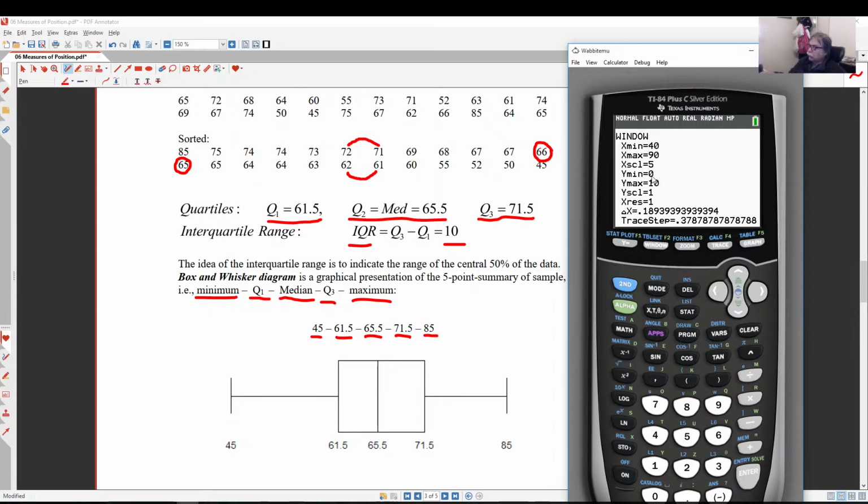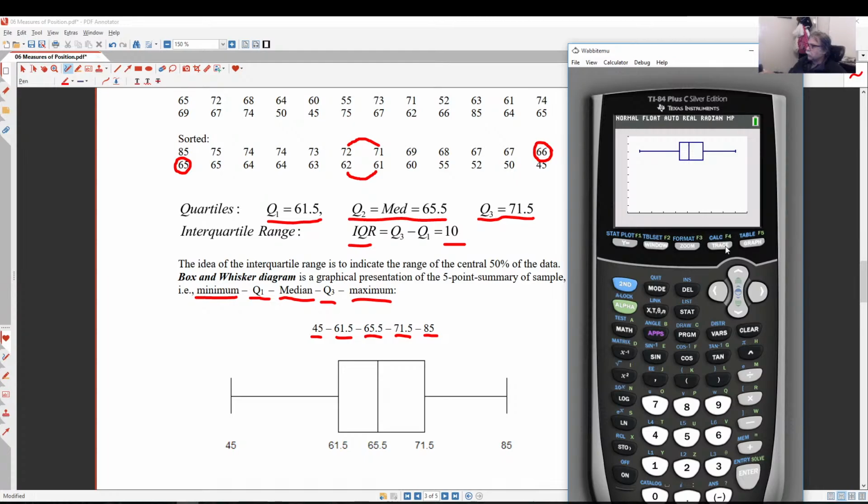You definitely want to choose something at or above 0 for Y minimum, because if you choose something less than 0, you'll have an X-axis through your screen, which is going to clog or mess up your plot. So choose 0 or something above 0, and then Y maximum, of course, bigger than that. And that's pretty much it. Now you can press graph, and you will have your box plot.